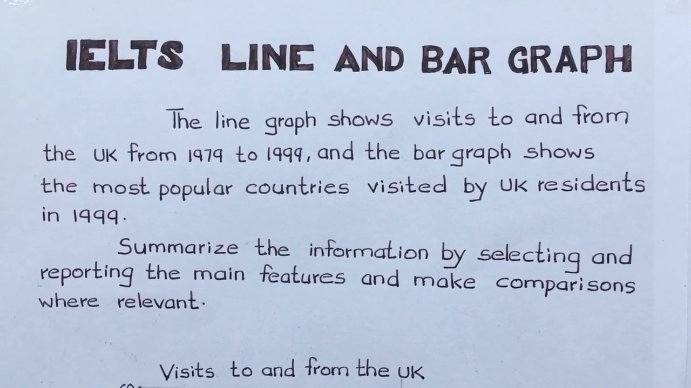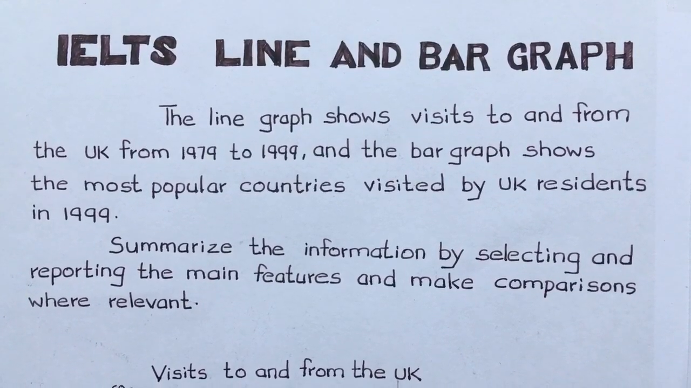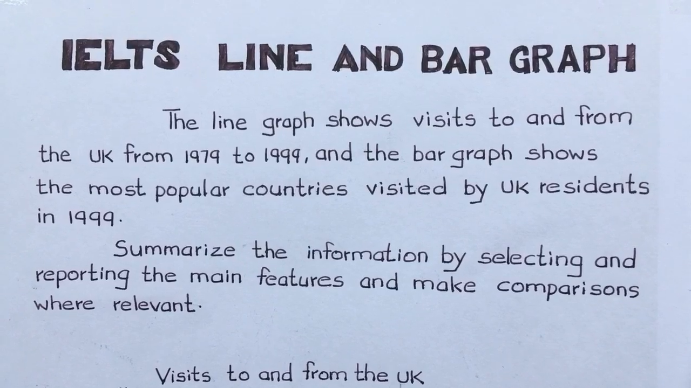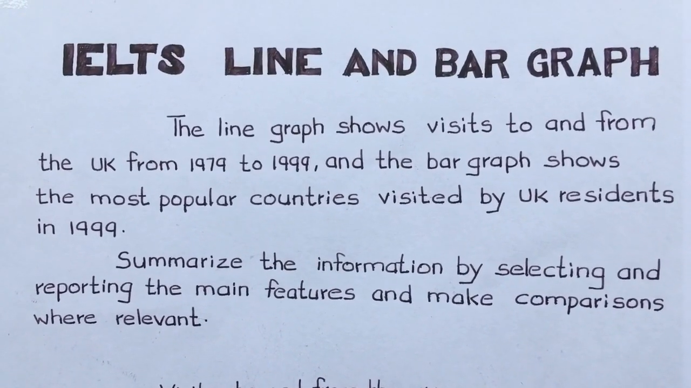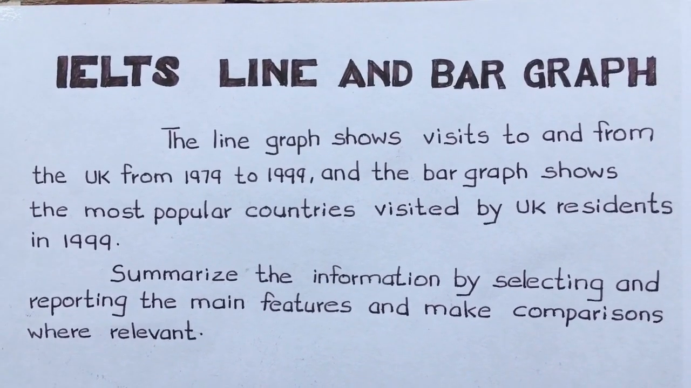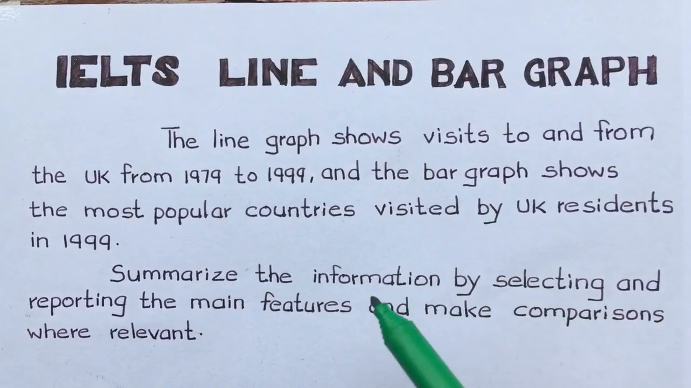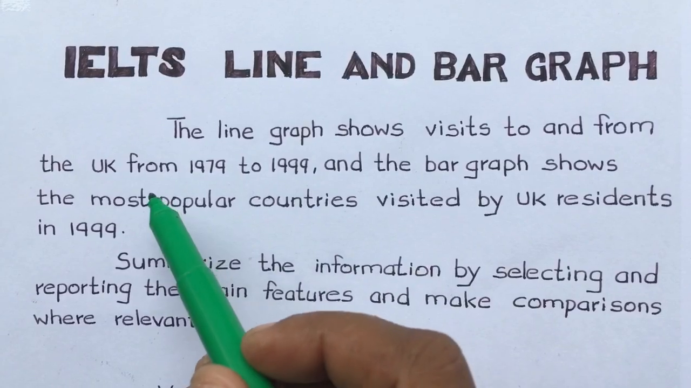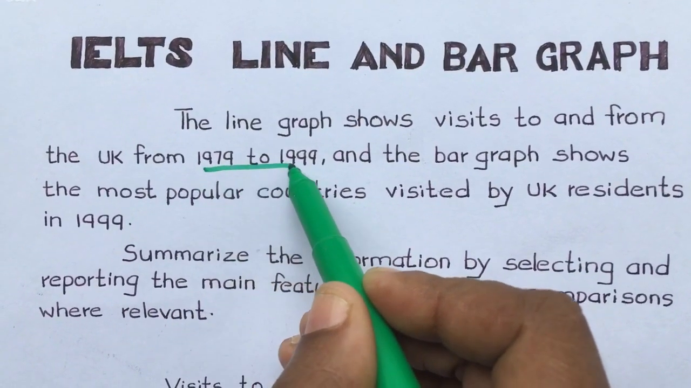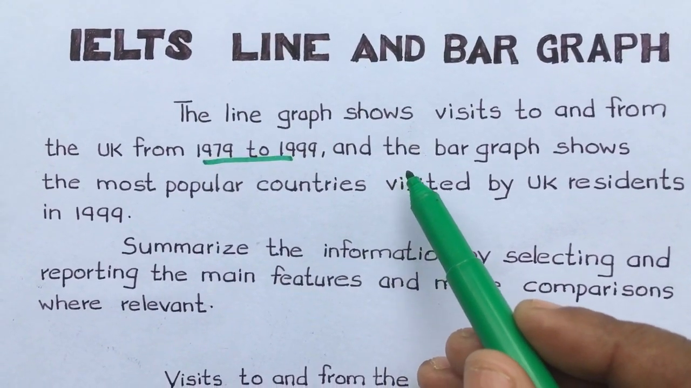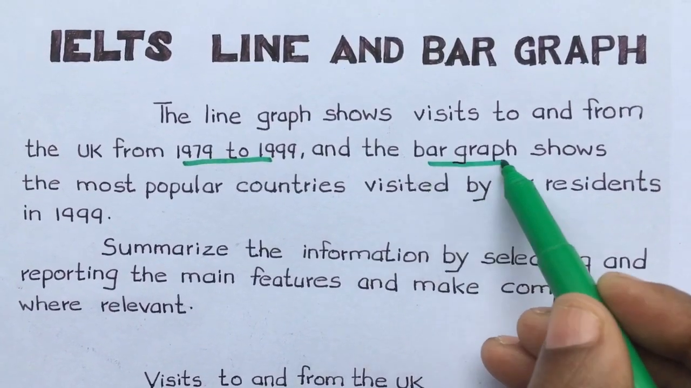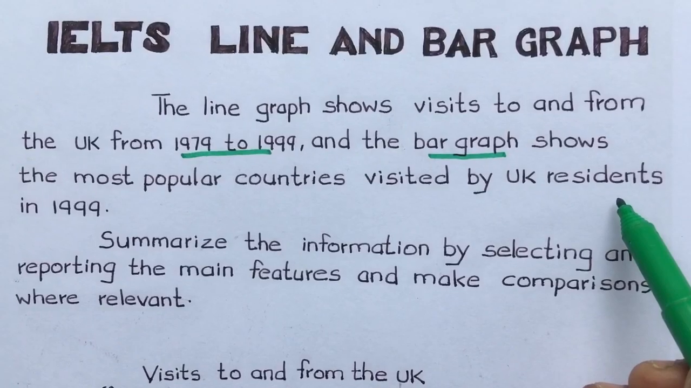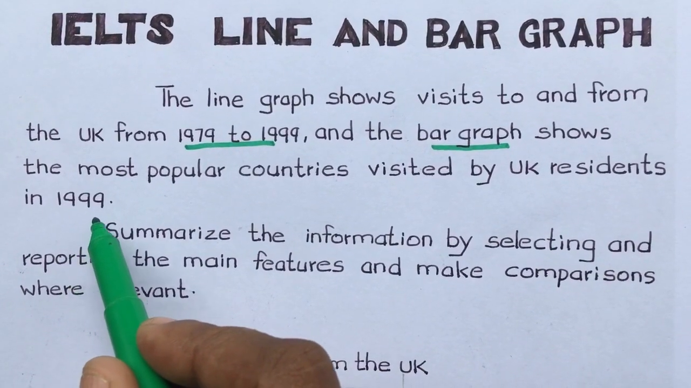In today's class, let's learn about how we can write about a line graph and a bar graph together in academic writing task 1. Okay, so let's get started. Let's move to the question first. The line graph shows visits to and from the UK from 1979 to 1999, and the bar graph shows the most popular countries visited by UK residents in 1999.